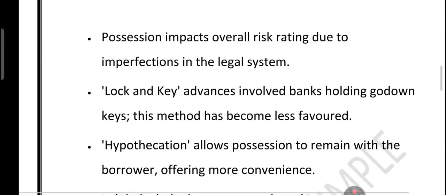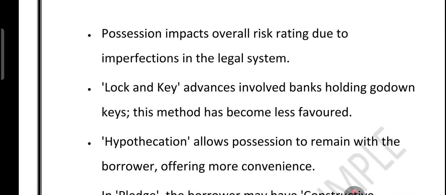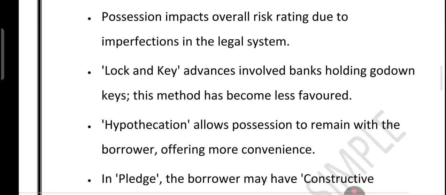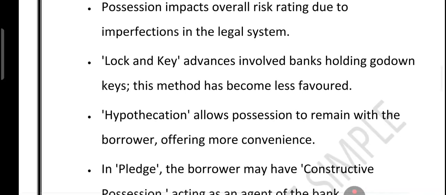So the first thing is inventory or goods in stock. Should the bank keep them or let the borrower keep them? In olden times, banks used the lock and key method. What is the lock and key method? They give loan against goods stored in the godown, that is called warehouse, and guess what? The bank literally kept the key. But with changing time, that method faded out.